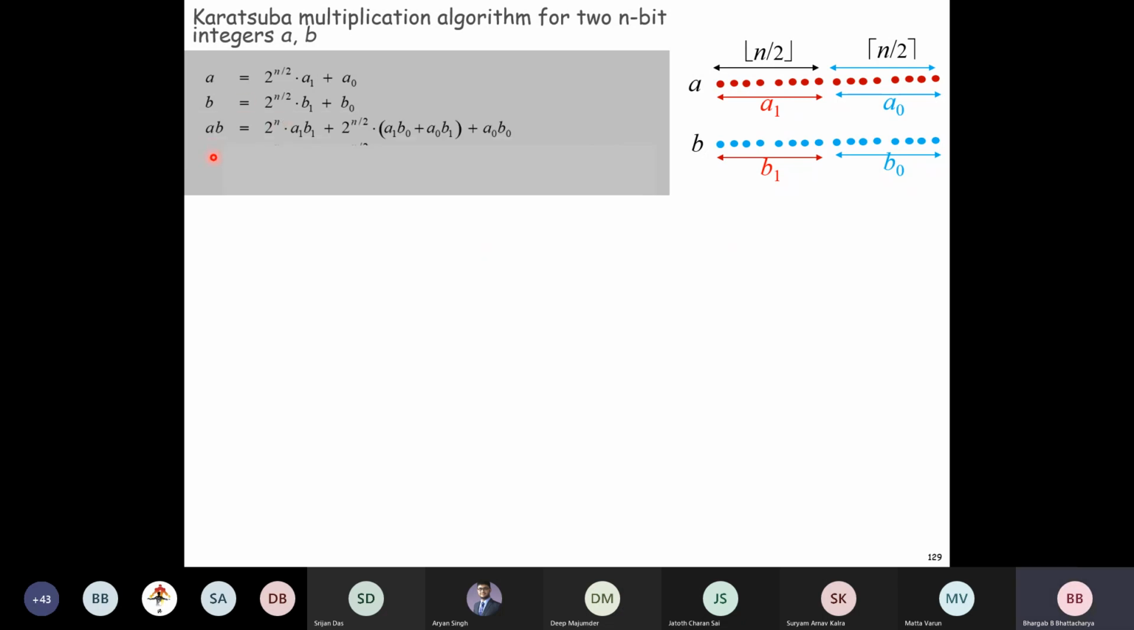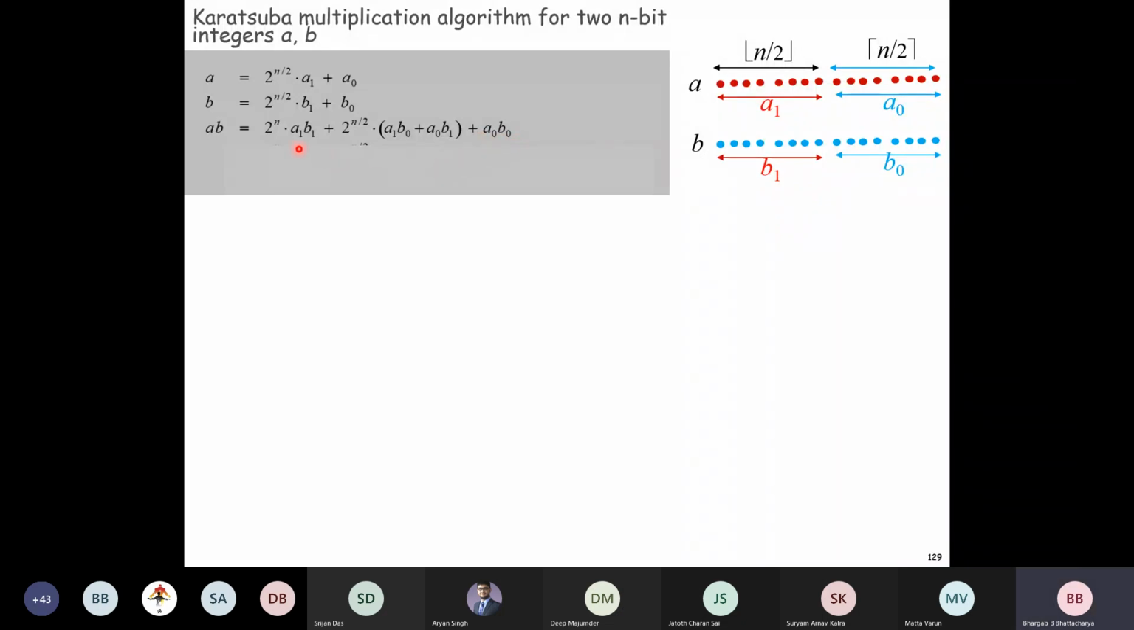Okay, so let us take the product of A and B. So you take this product of these two, and this becomes, as you can see, 2 to the power n A1 times B1, and then 2 to the power n by 2 A1 B0, also the cross product A0 B1, and finally plus A0 B0. Okay, this is simple algebra, nothing else. When you multiply the first two terms, it gives you 2 to the power n A1 B1, and the other terms are like this.